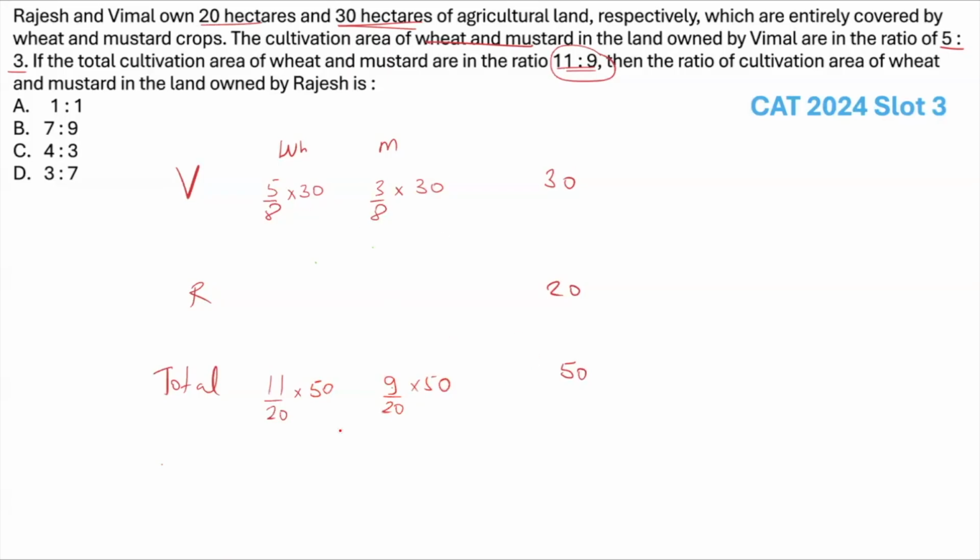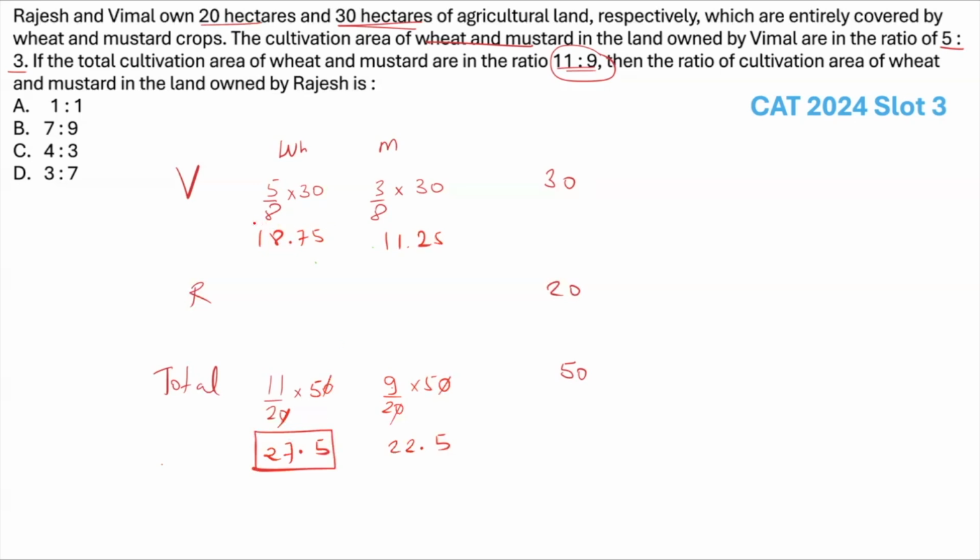Let's calculate these values that we have written so far. For Vimal, the wheat cultivation is 5 into 30 upon 8, or this is 18.75. Subtract this from 30, you will basically get 11.25. You can also calculate 3/8 of 30. Now let's talk about the total wheat cultivation. 11 by 20th of 50. 2 and 2 cancel, that's 55 upon 2, 27.5. And subtract that from 50, you get the mustard cultivation, or you can find out 9 by 20th of 50 also, 22.5 hectares.